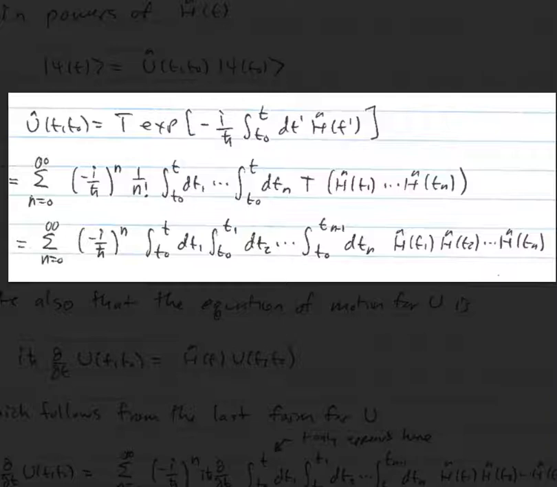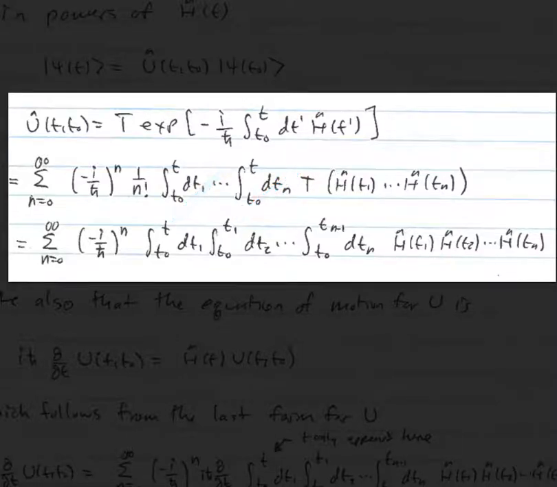We can instead re-express that integral as a single integral, and because there are n factorial different orderings of those n objects, the single integral will involve a nested integral where the upper limit of the previous integral is the integration variable of the next integral. So what I mean by that, let's look at the innermost integral. It'll go from t0 to t_{n-1}. The next integral would go from t0 to t_{n-2}, all the way up to the second integral, which goes from t0 to t1, and the final integral goes from t0 to t.